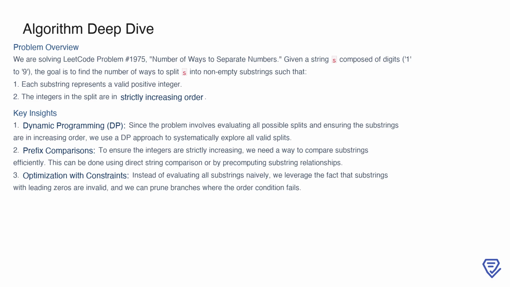One of the central insights here is the use of prefix comparisons to efficiently check whether one substring is greater than another. This eliminates the need to repeatedly compare substrings during the computation. Additionally, we optimize our solution by pruning invalid cases early on, such as substrings with leading zeros or splits that do not satisfy the increasing order condition. These insights form the foundation of the algorithm we'll develop.